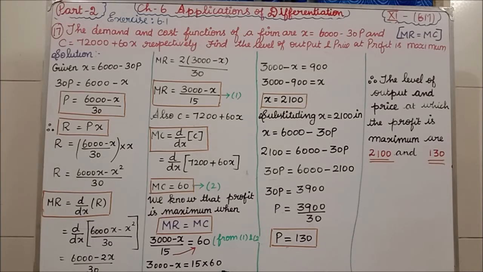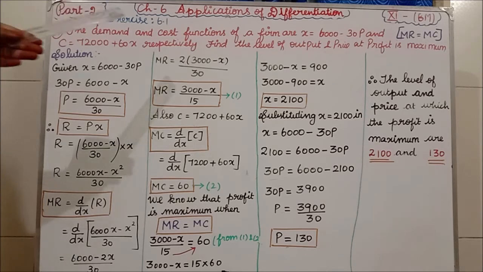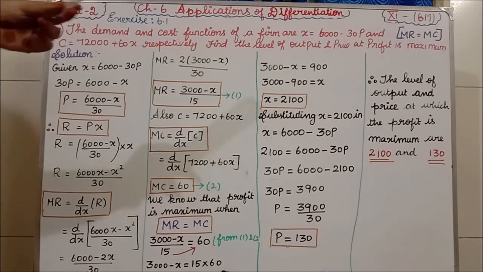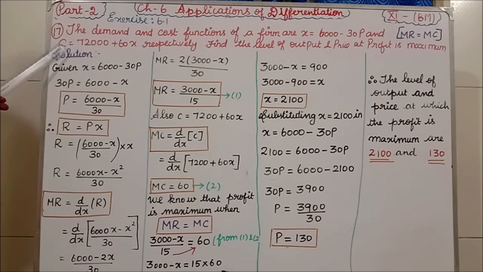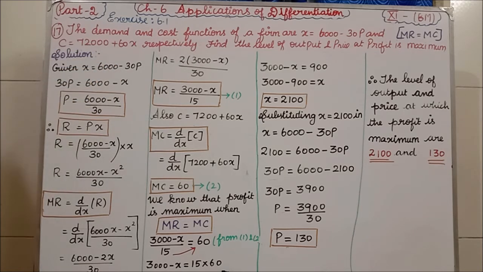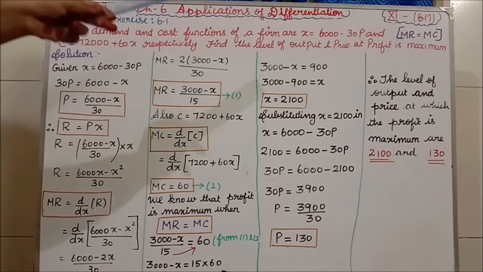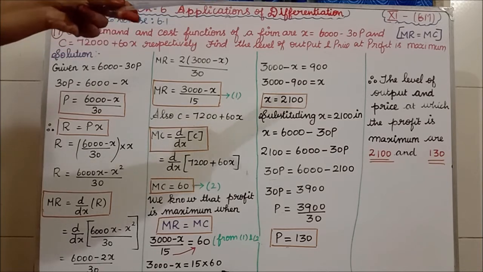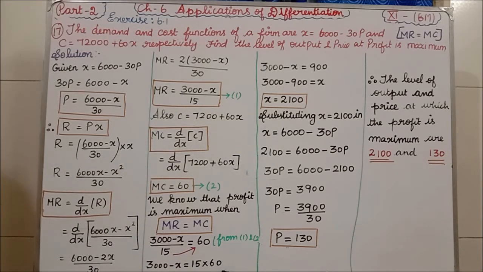Next we are going to see the 17th question. The demand and cost function of a firm are x equal to 6000 minus 30p and C, meaning cost, is equal to 72,000 plus 60x respectively. Find the level of output and price at which profit is maximum.